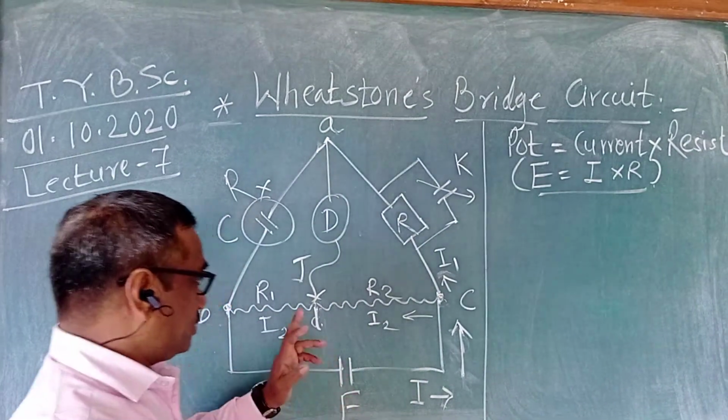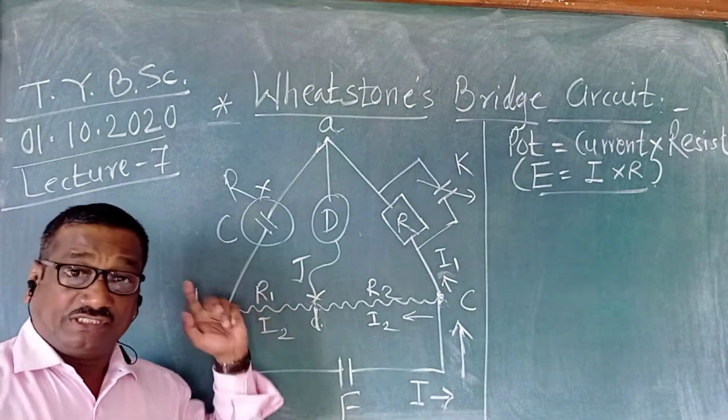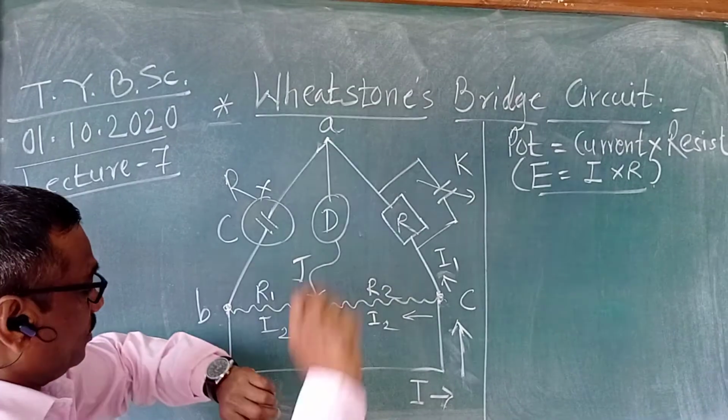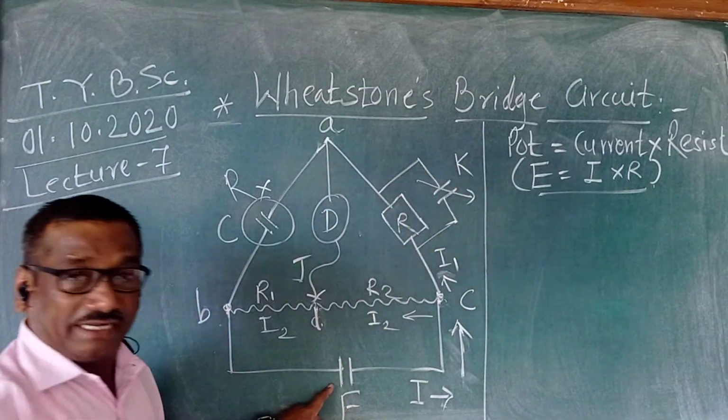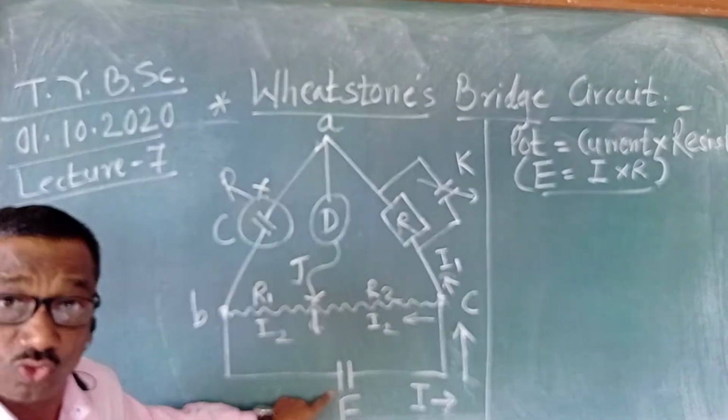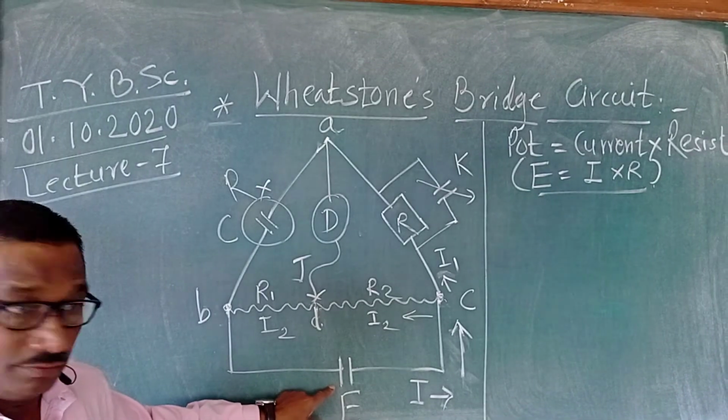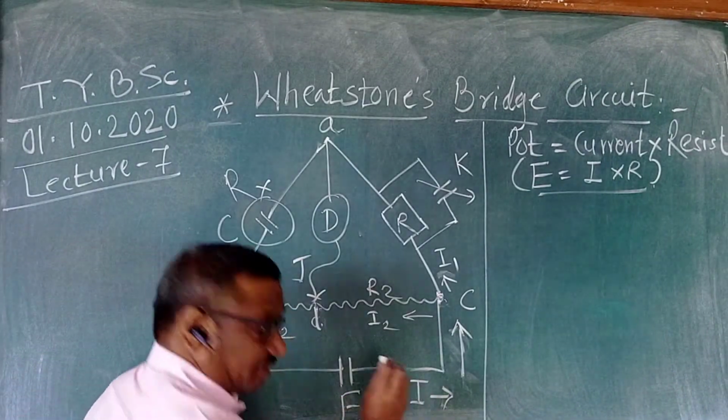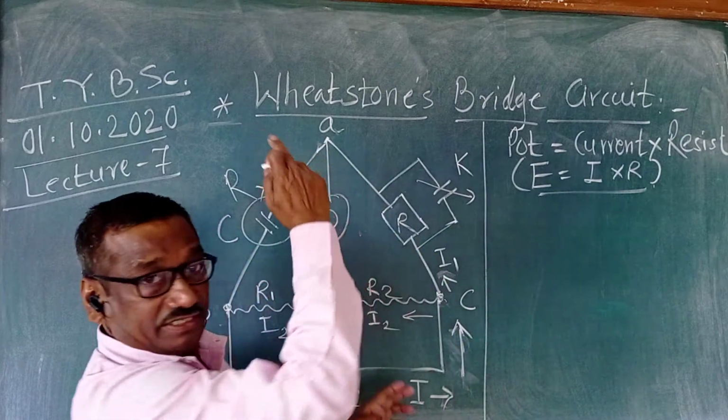Okay. Now see what happens in this bridge circuit. Now here the battery E or source is on, then the current I is flowing in the circuit.